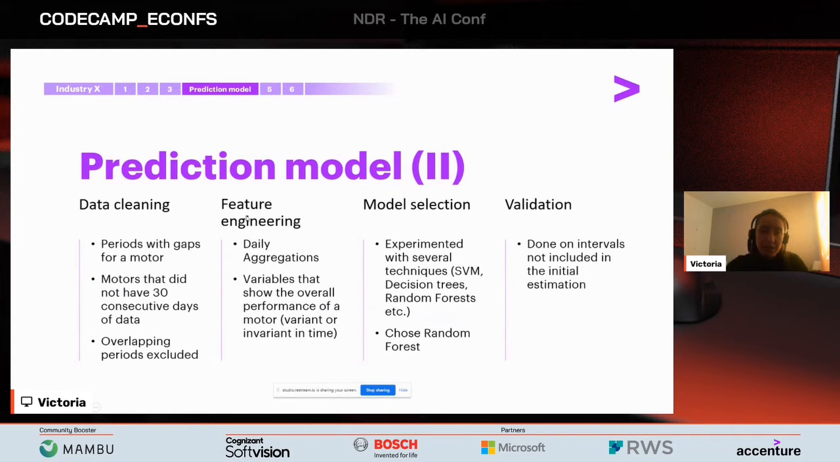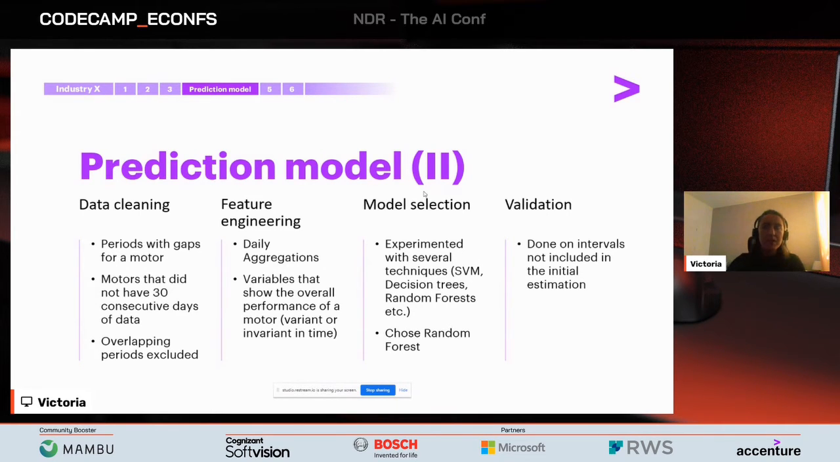For the feature engineering part, I already said we did some aggregations at the daily level, and we constructed those overall alarm KPIs. The model selection. For the model, we chose, as I said, to build it in Azure Machine Learning Studio. We experimented with various techniques and parameterizations. We tried support vector machines, decision trees, and random forest. We chose to go forward with the random forest. I'm going to explain in a bit why we did so.